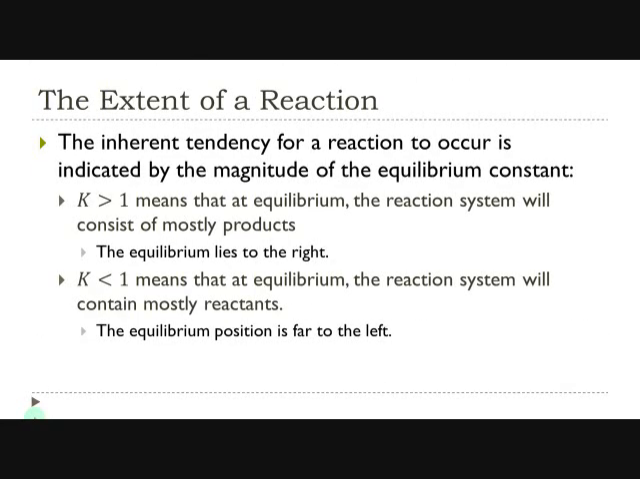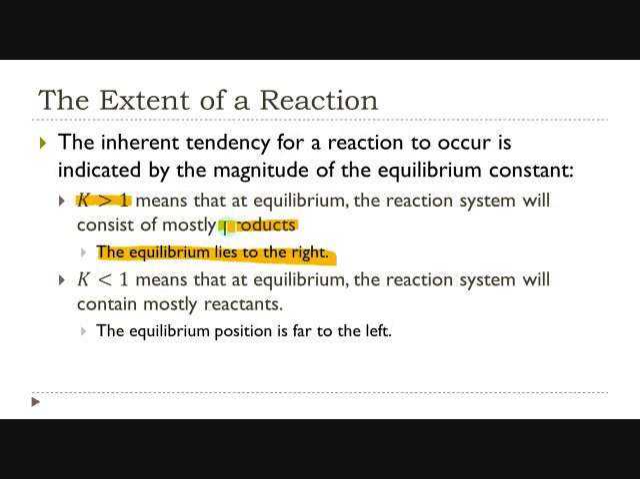So the inherent tendency for a reaction to occur is indicated by the magnitude of the constant, meaning that when K is greater than 1, the equilibrium position will consist mostly of products, so we say that the equilibrium lies to the right. So when K is greater than 1, we have mostly products, so the position is on the right because products are on the right side of the reaction.